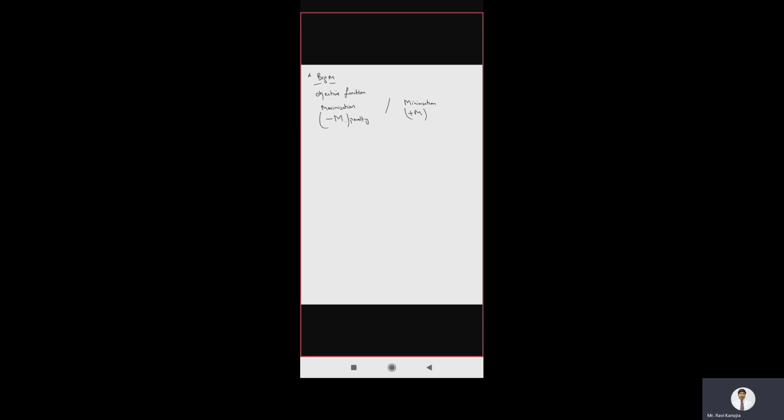So let's take the first problem. The first question I'm taking of minimization type, right? So we have to use big M to solve the following LP problem, right? So see again, all the steps remain the same, but there is a slight change.